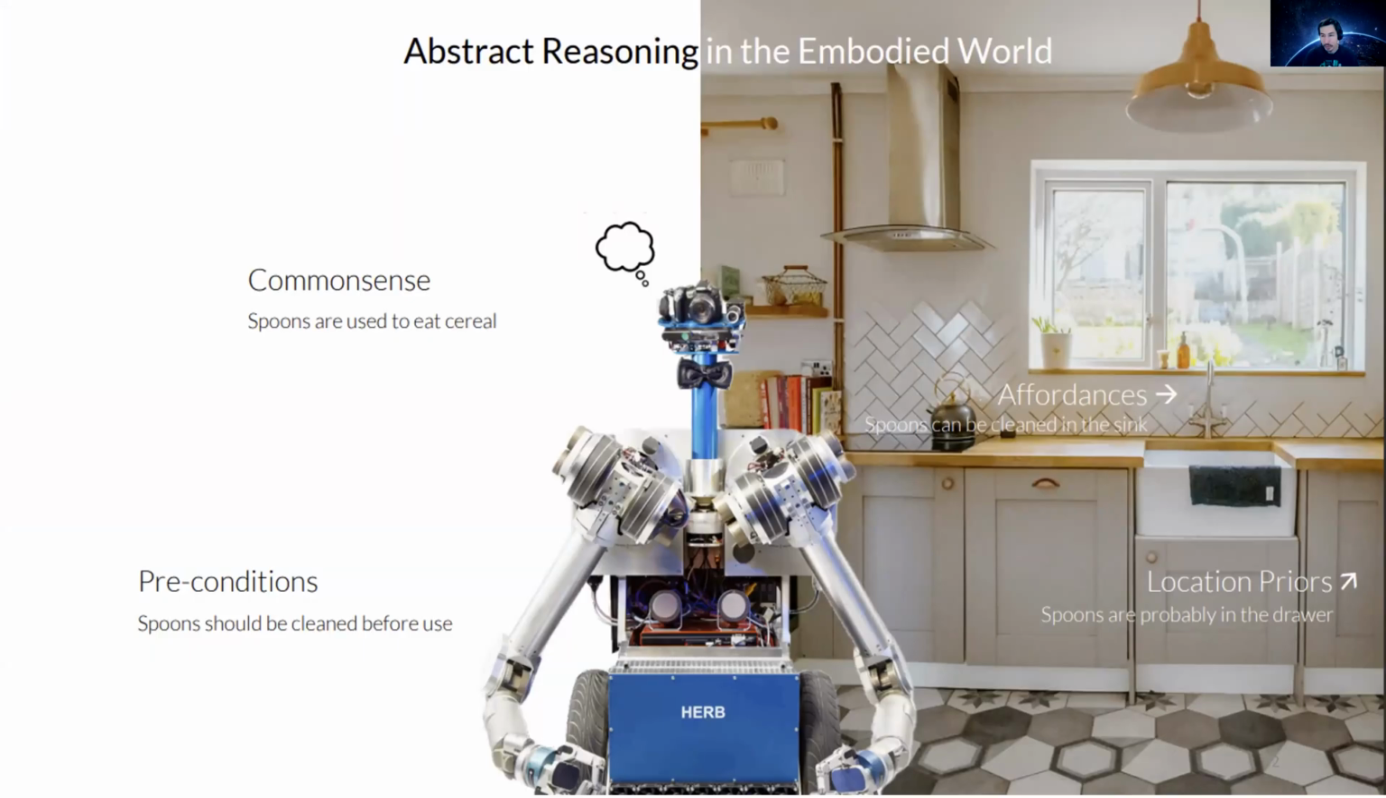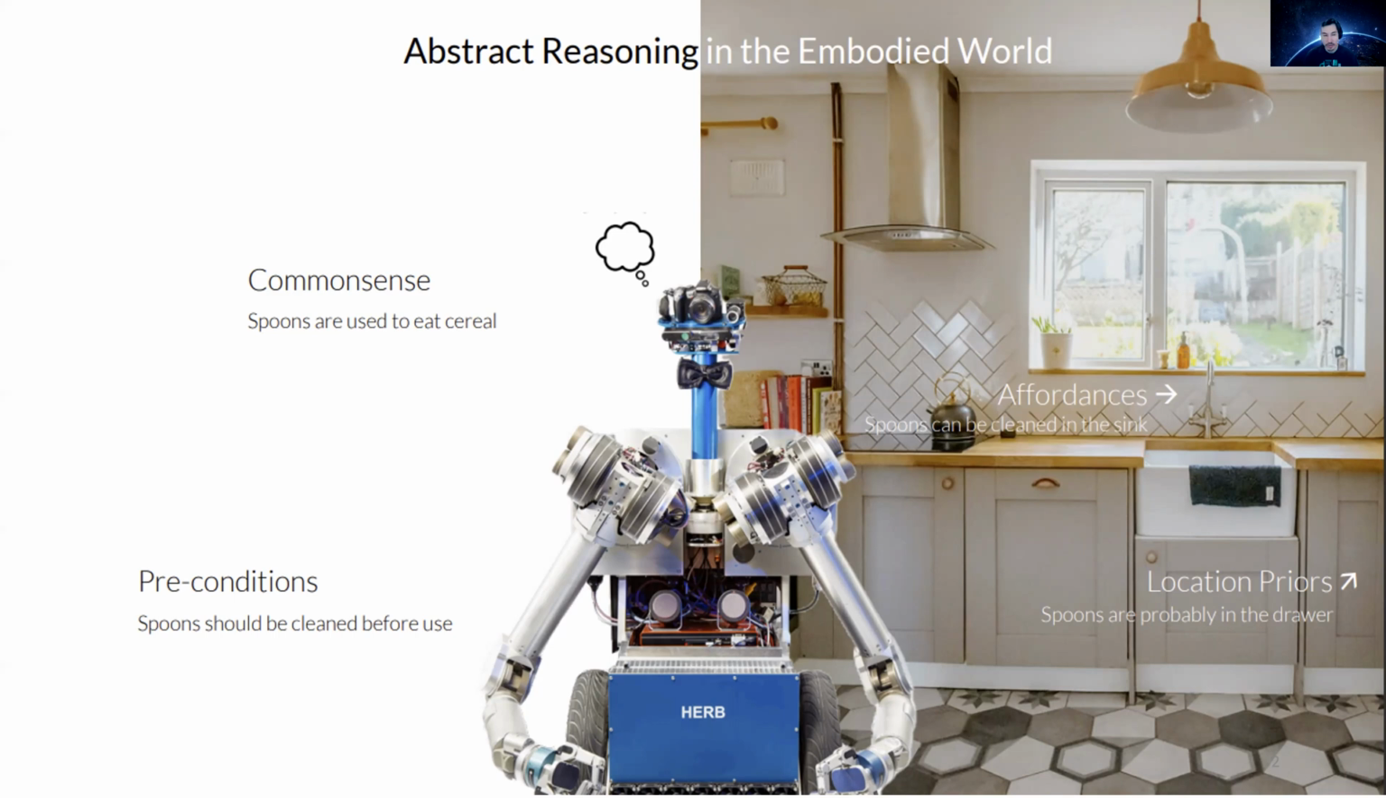When we began this work, we were motivated by the idea that abstract language can be used to clearly express common sense rules and preconditions about objects. So if we consider the example of a household robot who is tasked with preparing a bowl of cereal, abstractly we know that it's necessary to find a spoon, and also that spoons are probably located in cabinet drawers, and that objects such as spoons can be cleaned in the sink.